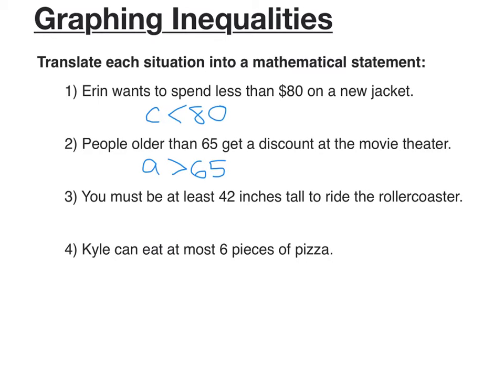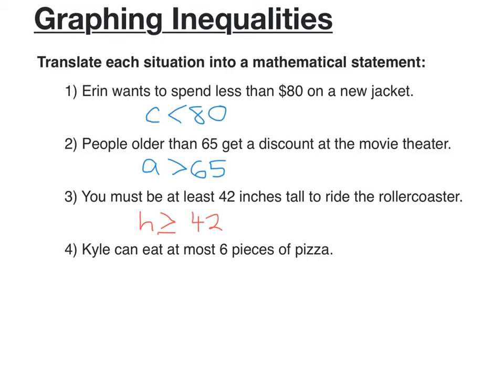In number 3, it says you must be at least 42 inches tall to ride the roller coaster. So if we're talking about the person's height here in relation to 42 inches, we know that h has to be greater than 42 to ride the roller coaster. But when it says at least 42 inches tall, that means you can also ride the roller coaster if you're equal to 42 inches tall. So we use this symbol, h is greater than or equal to 42. Your height can be 42 inches, or it could be any amount taller than that.